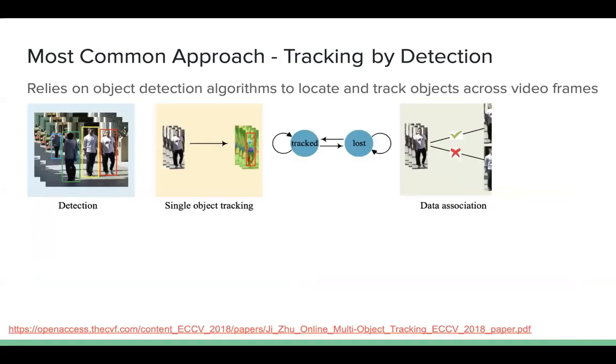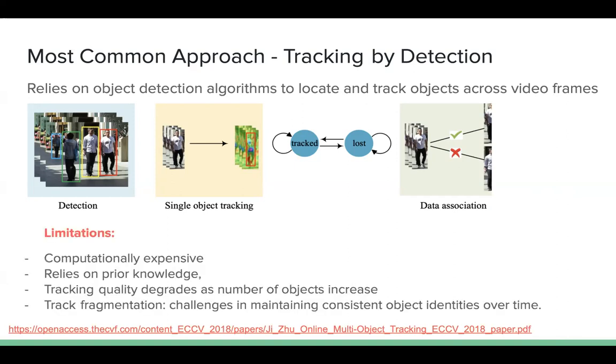The most common approach is called tracking by detection. This approach is usually divided into two parts. One is to identify and locate the object, and the second task is to associate them across multiple frames. Although this is the most common approach, it has its limitations. One of which is that it's computationally expensive and it relies on prior knowledge, and the tracking quality degrades as the number of objects that you need to track increases.